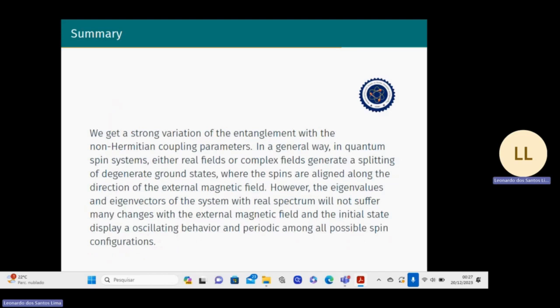We get a strong variation of the entanglement with the non-Hermitian coupling parameter. In a general way, in a quantum system, the real field or complex field generates a split of the degenerate ground state, where the spins are aligned along the direction of the external magnetic field. However, the eigenvector of the system, which we are expecting, will not suffer many changes with the external magnetic field, and the initial state displays oscillating periodic behavior among all possible spin configurations.